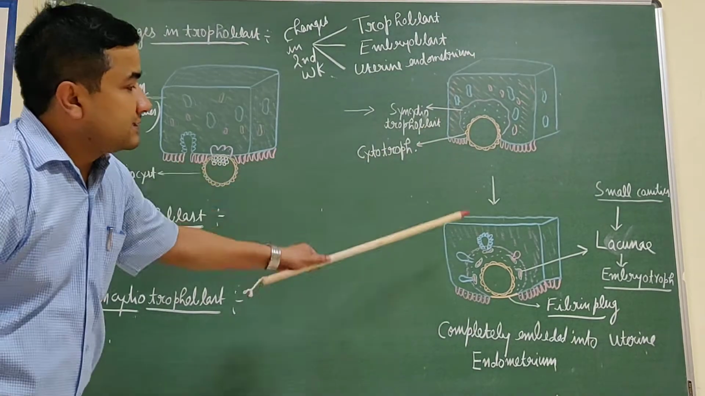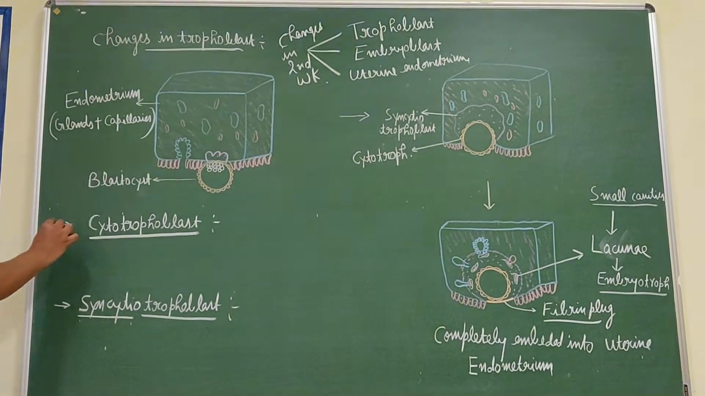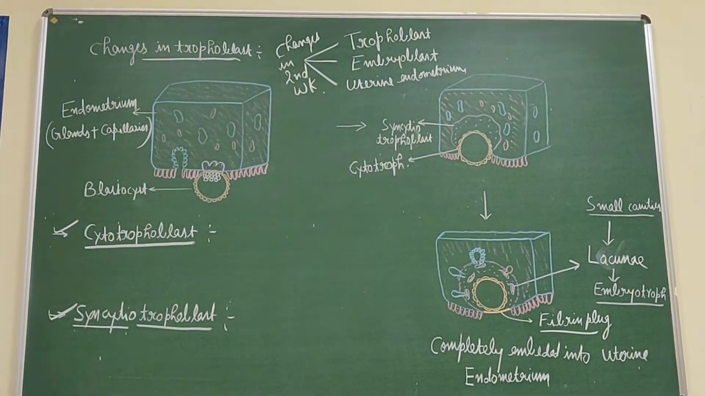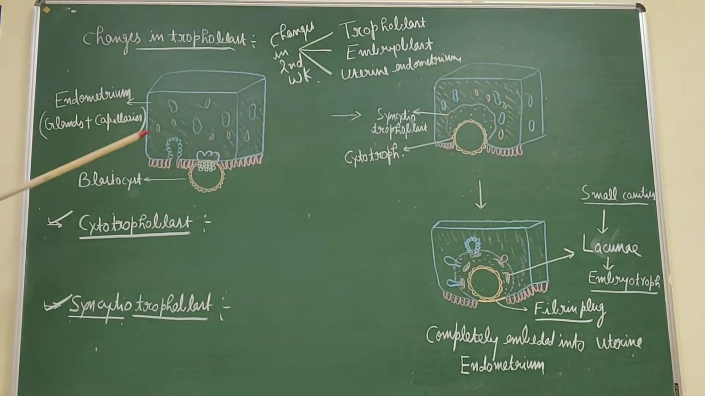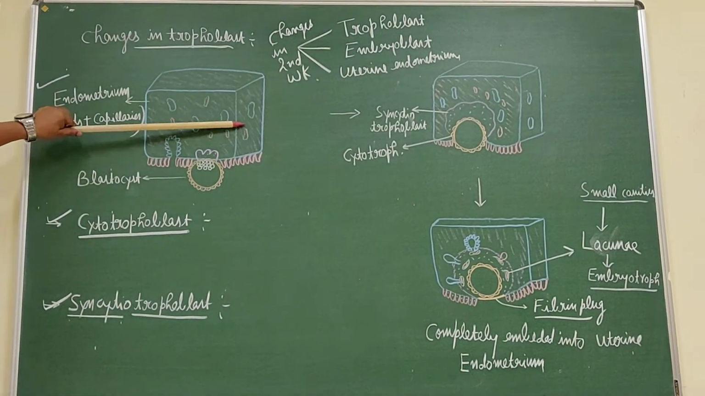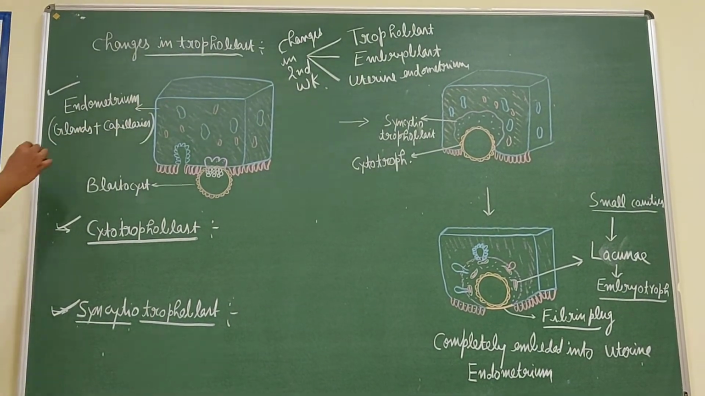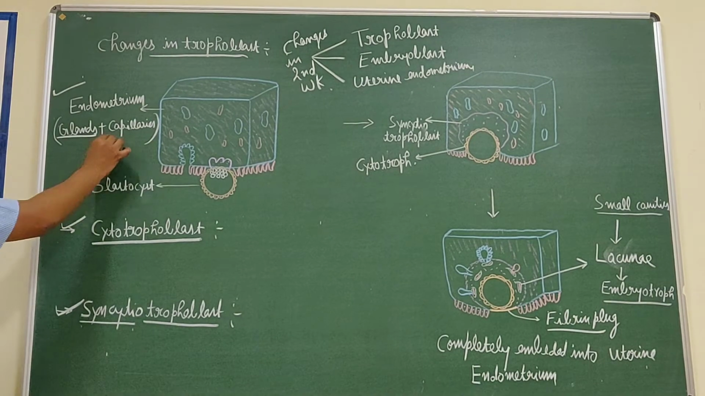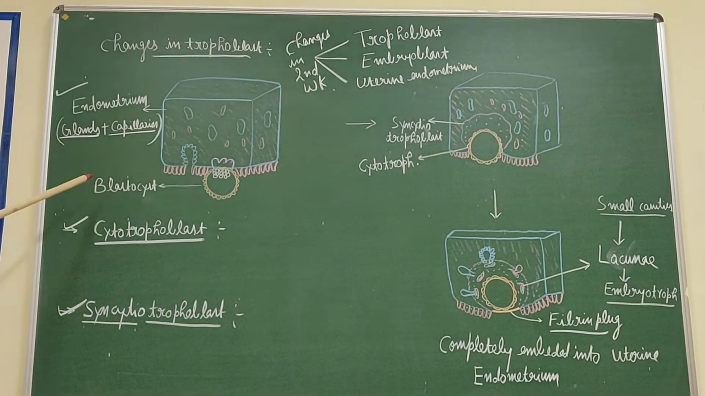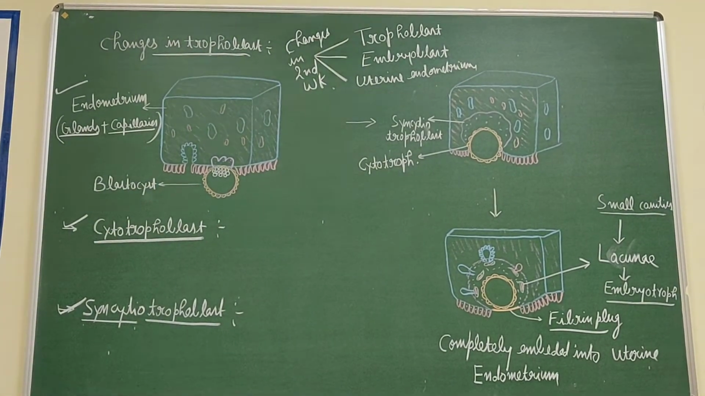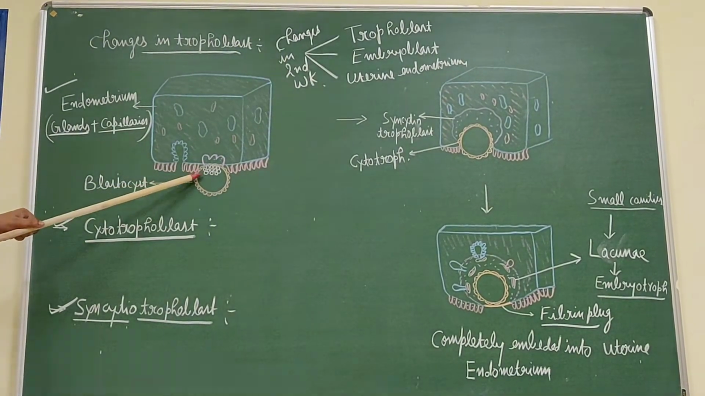This diagram represents how a single layer trophoblast changes into the cytotrophoblast and syncytiotrophoblast. Now first, these structures. In these structures, this is the uterine endometrium. This uterine endometrium has the glands, uterine glands, and it has the blood vessels. Now, this blastocyst is attached to this endometrium through this embryonic pole.